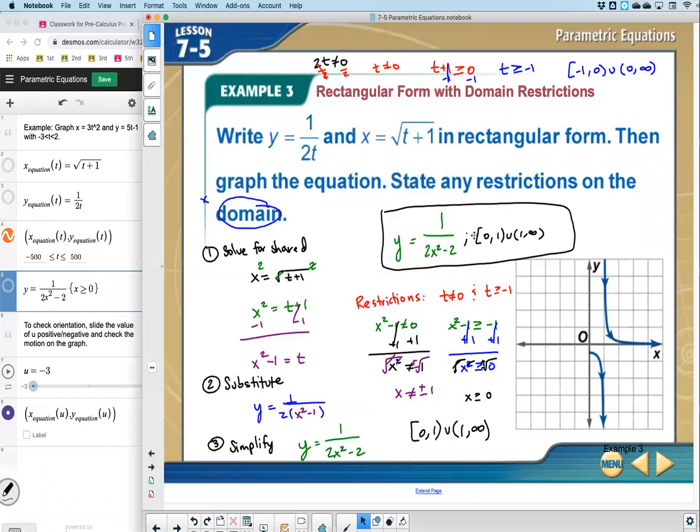So that's what this means, is that the smallest domain value of x is 0 and it travels on to 1 and it picks back up from 1 to infinity. But since it's a parenthesis, it does not equal 1. There it is in interval notation.